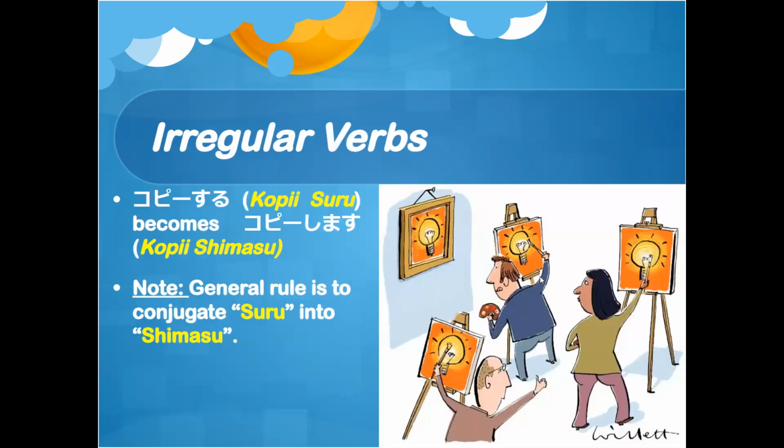And for group 3, the irregular verbs, it's very simple to learn because you just make suru to shimasu. Let us say, for example, copy, to copy. Just like what they are doing in the picture, they are copying the sample in their painting. So they are having the action of copy suru. So that suru becomes shimasu, copy shimasu. That's why they are irregular. So just like shopping, kaimono suru will become kaimono shimasu.